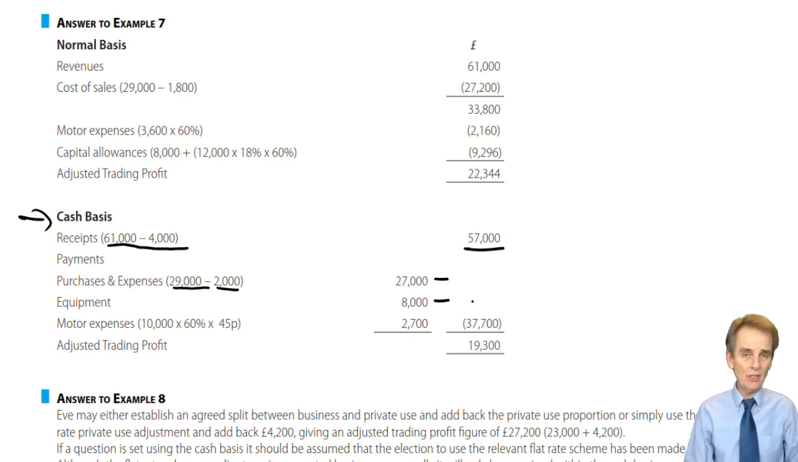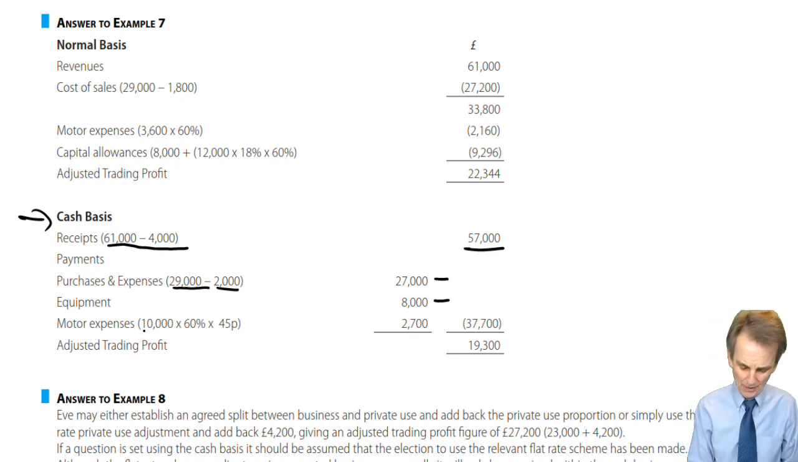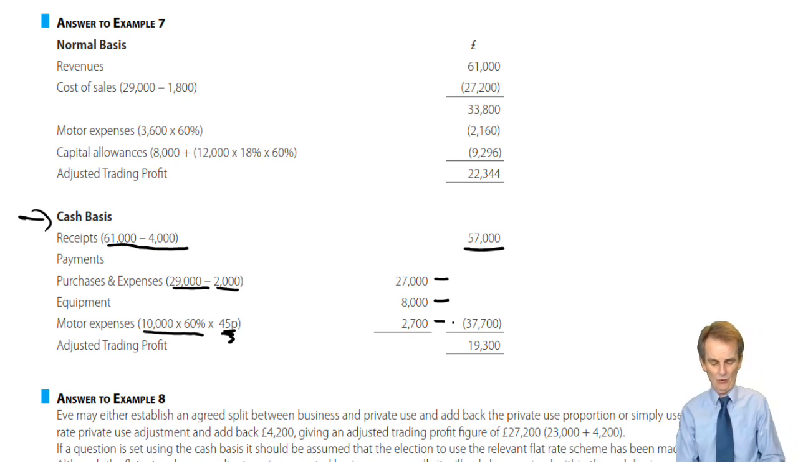The motor expenses, as we saw, what was the total mileage? 10,000. What was the business proportion of that? 60%. That is 6,000 miles. That is within the 10,000 limit for the higher mileage rate of 45 pence to apply. Multiply it through, hopefully done correctly, 2,700.